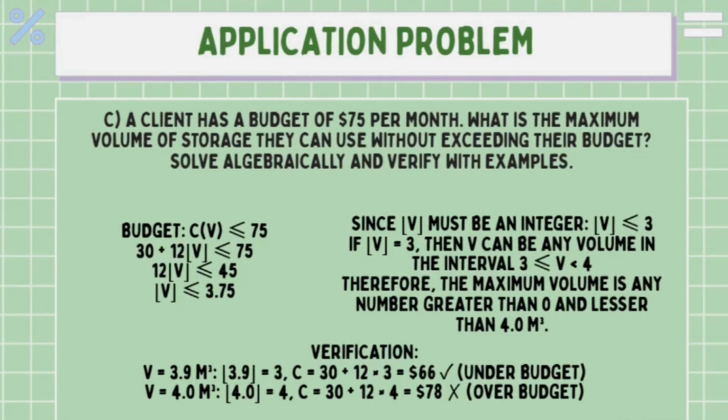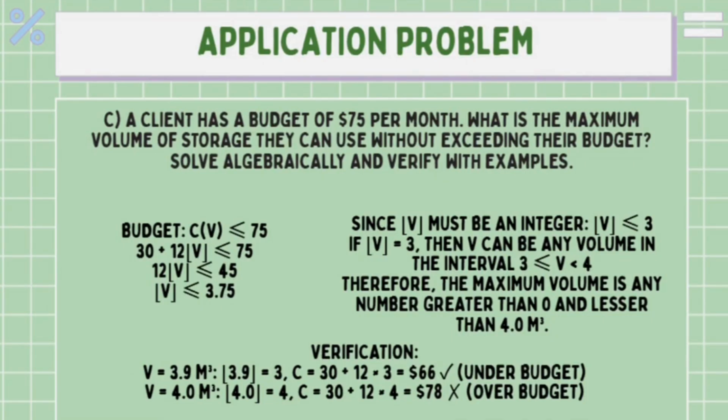Since the floor function of V must be an integer, the greatest integer less than or equal to V must be smaller than or equal to 3. If the floor function of V equals 3, then V can be any volume bigger than or equal to 3, but smaller than 4. Moreover, because the storage volume must be greater than 0, the maximum volume is any number greater than 0 and less than 4.0 cubic meters.